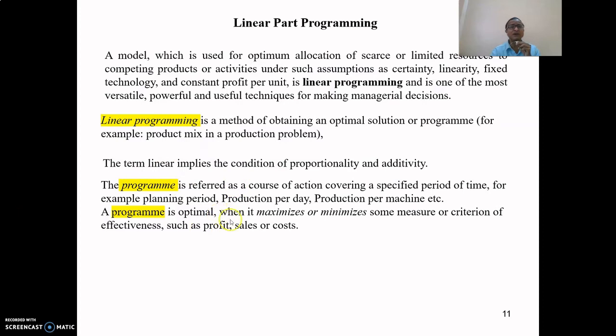A program is optimal when it maximizes or minimizes some measure or criterion of effectiveness, such as profit, sales, or cost. The program should be objective oriented. From the industry point of view in this operation research technique, only two objectives are there: maximization of profit or sales, or minimization of time or cost.